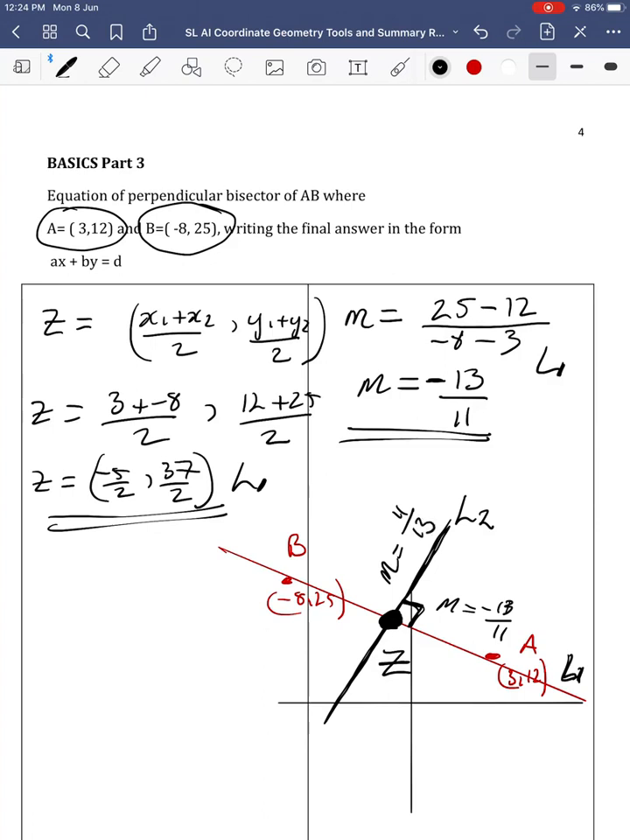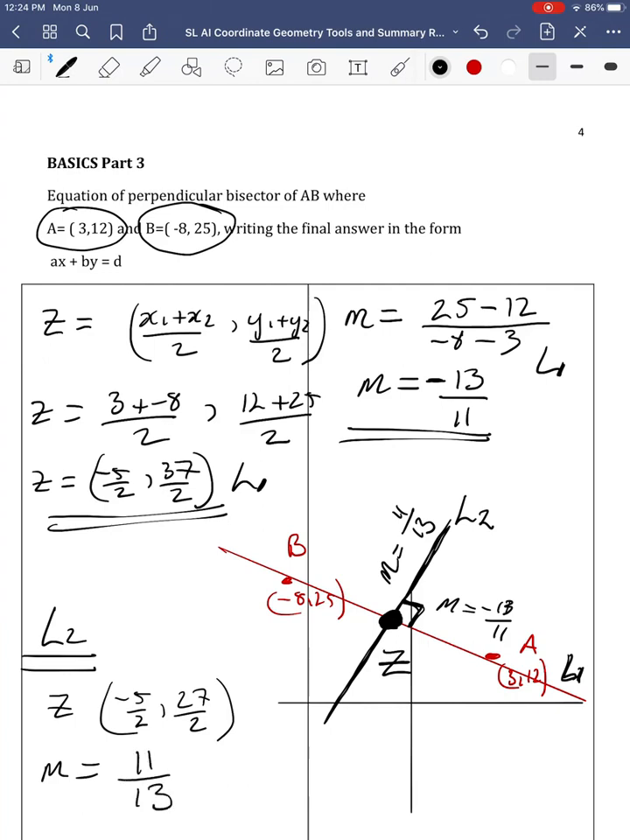So the gradient of line 2 is linked to the gradient of line 1, but it's the negative reciprocal, which is a fancy word, but we just flip the fraction. Okay, so we've got quite a bit of information for L2 now. We know it goes through Z, and Z is negative 5 over 2, 37 over 2, and we know the gradient is actually 11 over 13. So this is now just a regular question, you know, find y equals mx plus c for L2. So let's just grab this information here.